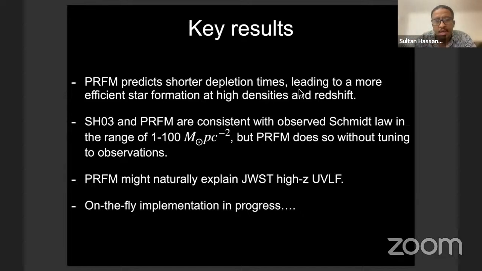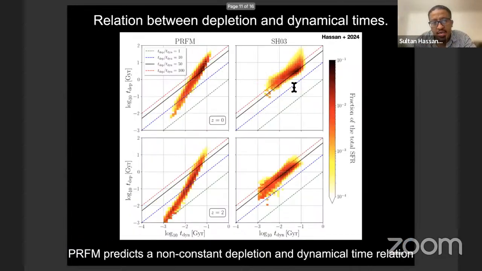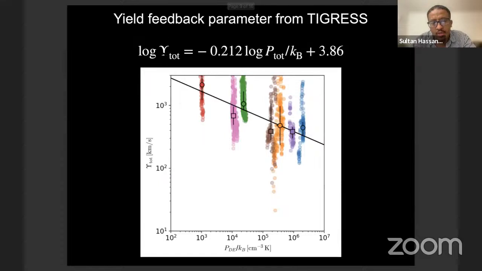So we think that's mainly because this is coming from here, because the yield has this nonlinear relation with the pressure. And as you go to these high redshifts, this is what's pushing everything to shorter depletion time mainly.